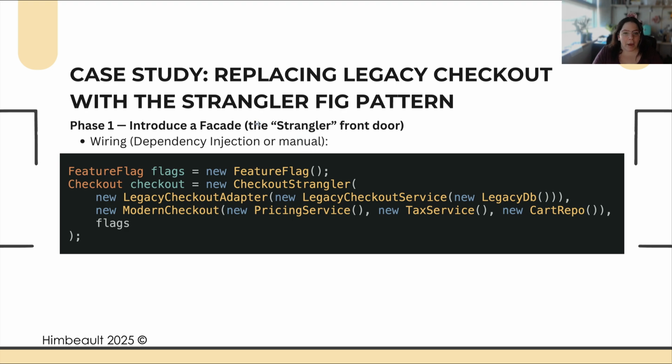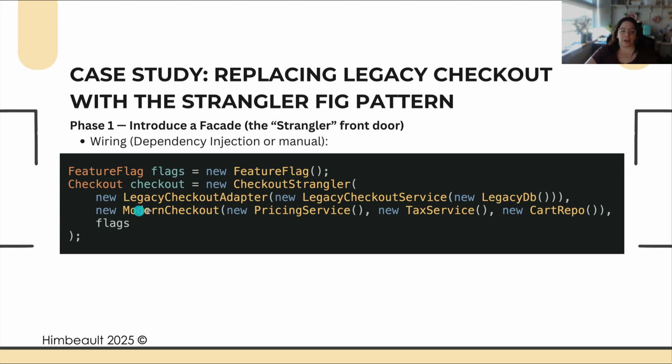All right, and now let's wire it all together. So now we're going to create that feature flag variable. We're going to create our checkout. Our checkout needs to be a CheckoutStrangler. It's going to be what's actually putting the hold on either side of this checkout feature. We're going to put our new LegacyCheckoutAdapter inside. This is a kind of crazy line of code, but you'll notice that right here, this is how the old one was being defined: new LegacyCheckoutService, new LegacyDB. That is still there. We're just now wrapping it up inside of our LegacyCheckoutAdapter.